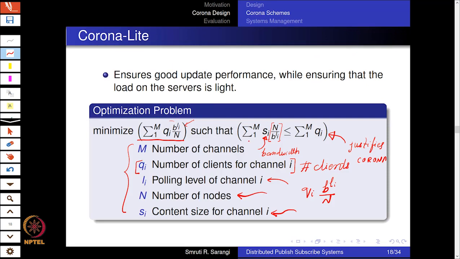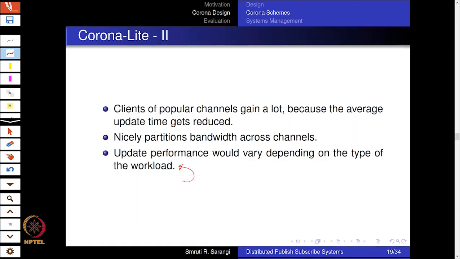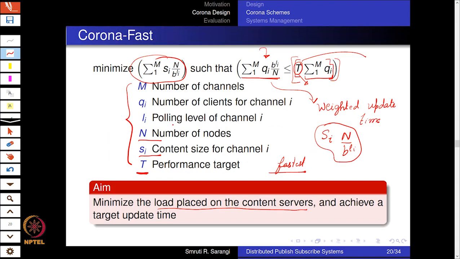Whereas in this case, the target is the bandwidth, and then of course our space for reducing the update time is constrained. That's why Corona Fast, as the name suggests, is genuinely faster in terms of update time as compared to Corona Lite. I would ask the viewers to go over this logic several times till they are convinced.